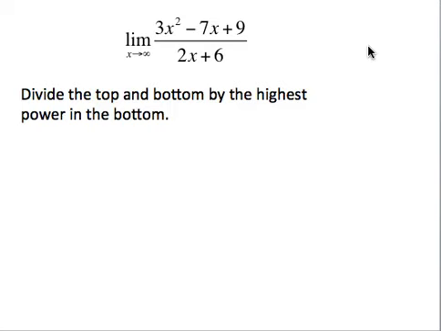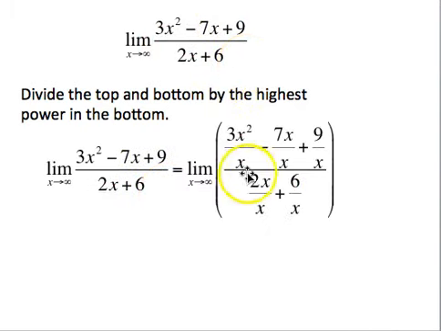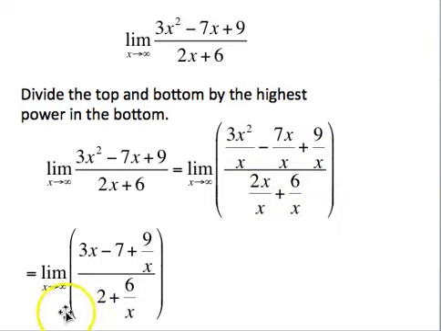We divide the top and the bottom by the highest power in the bottom, which is x. Divide everything on top by x, divide everything on the bottom by x. 3x squared over x, 7x over x, 9 over x, 2x over x, 6 over x. 3x squared over x becomes 3x. 7x over x becomes 7. That becomes 9 over x. Downstairs we get 2 plus 6 over x. Don't forget to write the limits down on each step.